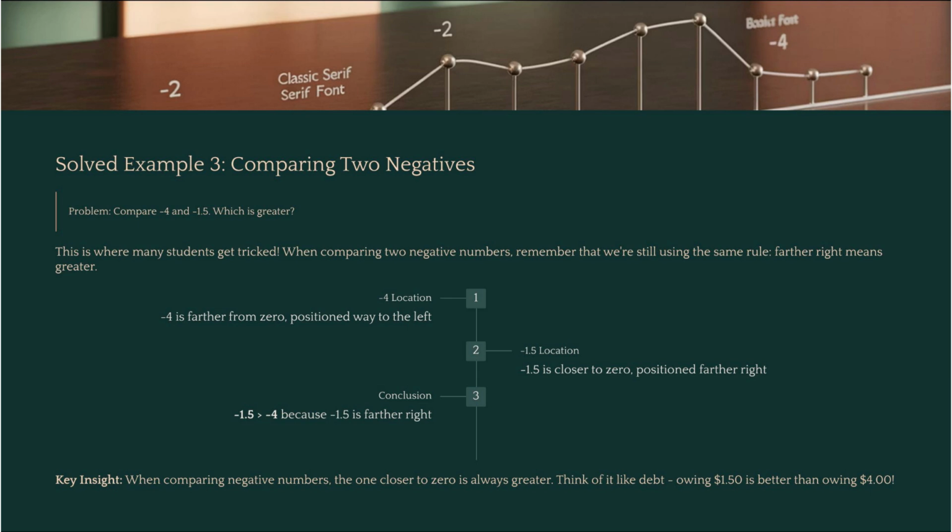Now for a trickier comparison in example 3, -4 and -1.5. Both are negative, but if you look at the number line, -1.5 is closer to 0, which means it is farther to the right. Therefore, -1.5 is greater than -4. The number that is closer to 0 on the negative side is the greater number.